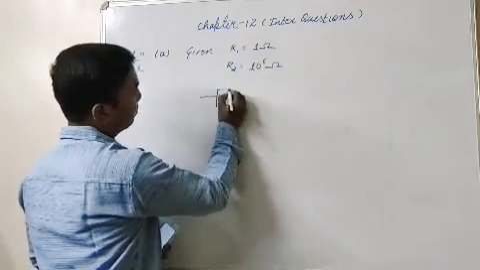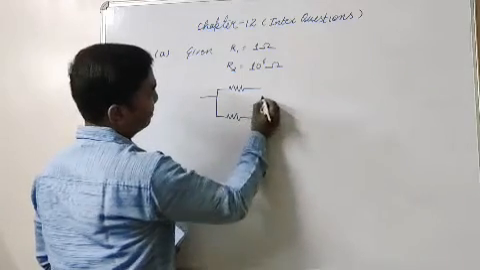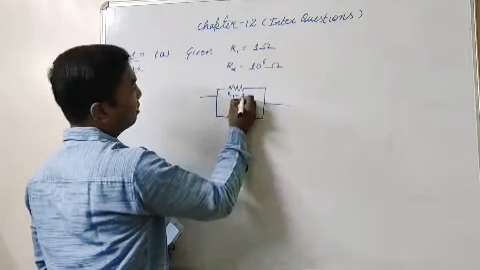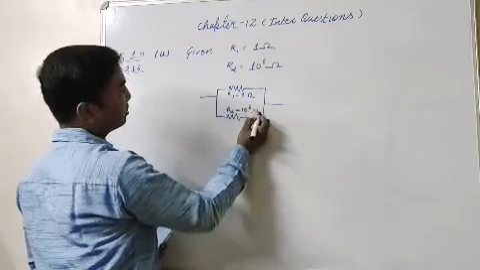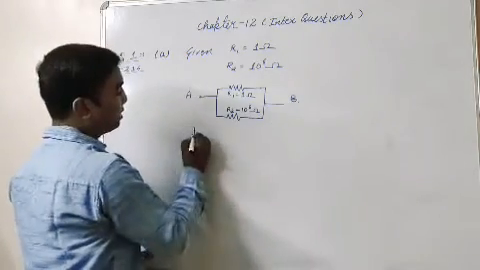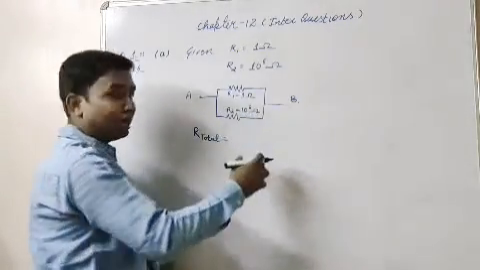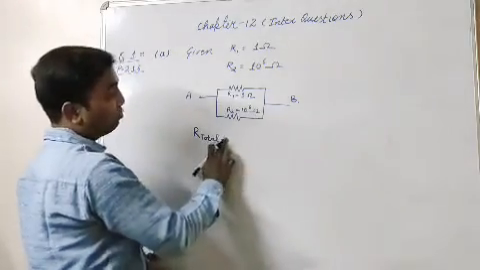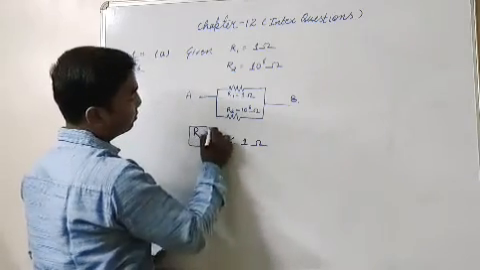Suppose this is the first resistance and that is the second resistance. Both resistors are connected in parallel. Now what is the value of R1? This is 1 ohm. And what is the value of R2? This is 10 to the power 6 ohm. Now when you calculate the equivalent resistance, that is R total, whatever value you get by using the formula would be less than 1 ohm. Only this is asked in this question.